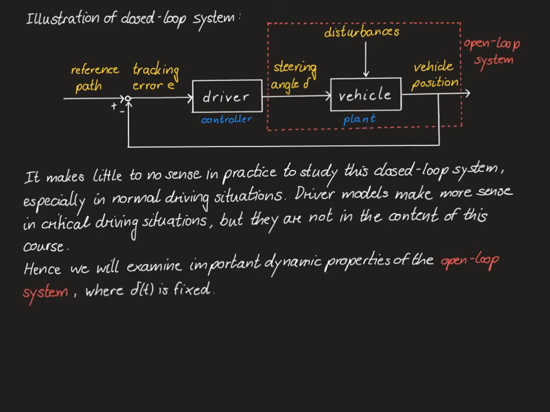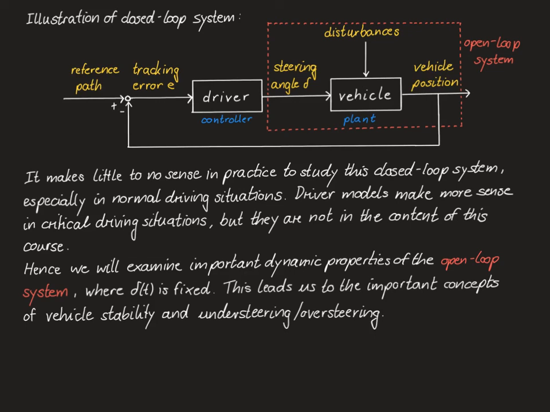So instead, in this chapter, we will go on to examine important dynamic properties of the open loop system, which is the part marked with the red line up here, and whose input is a fixed steering angle delta, and the output is the vehicle position. Naturally, this leads us to the important concepts of vehicle stability and understeering and oversteering, which we will look at in the next videos.